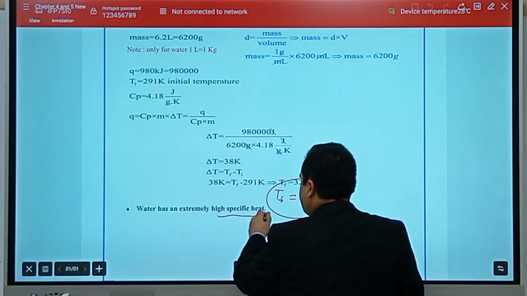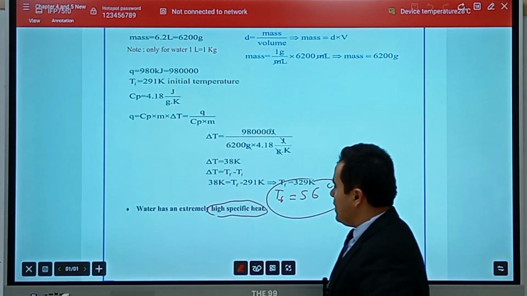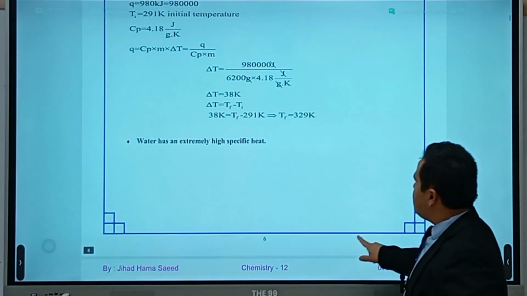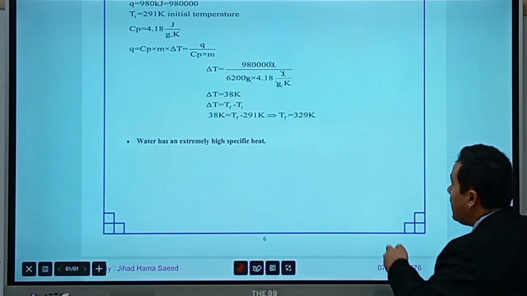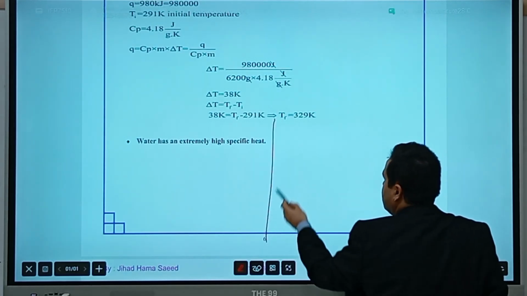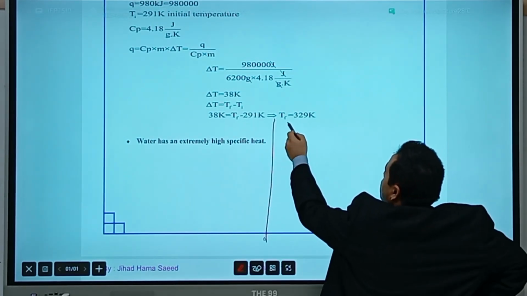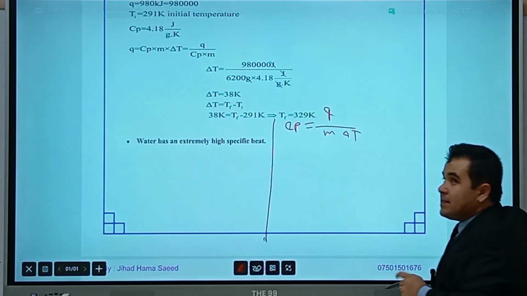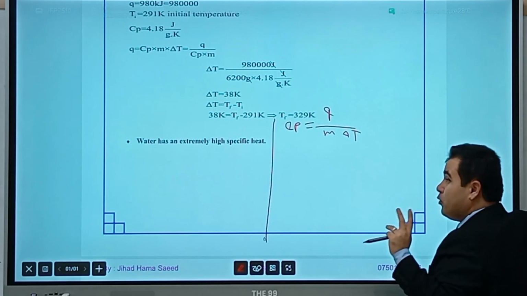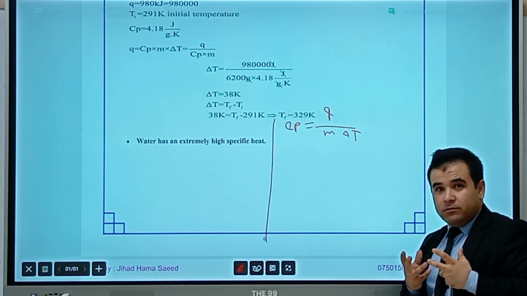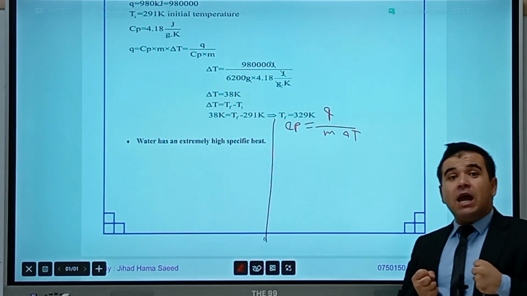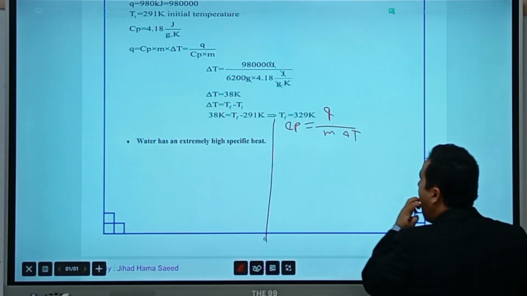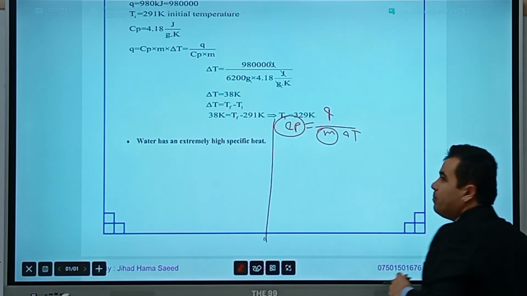Water has an extremely high specific heat. The specific heat of water is high. That's the calculation for the specific heats, guys. There will be a type of question in the ministerial exam based on the relation Cp is equal to Q over m delta T. Said when we have two samples of matter with the same Cp and the same mass. Same Cp and the same mass. So these two are the same.